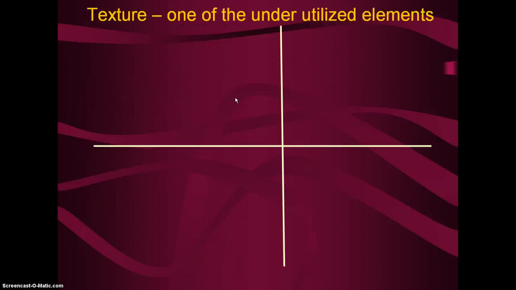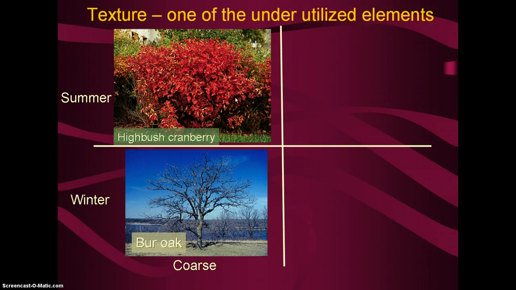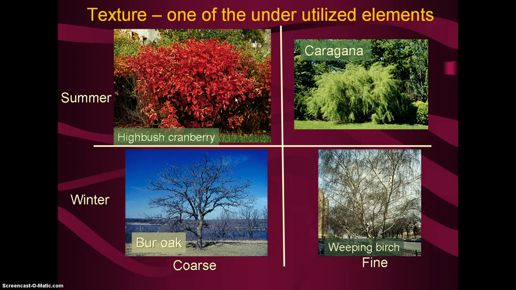I'm going to illustrate that with this little visual table. You can see here that I've got it in four categories: summer, winter, and then coarse, and then fine. And you can see here in the summertime, of course, the dominant feature is often the leaves. A lot of times it's the size of the leaves. This is, of course, not summer, this is in fall, but anyway, it's still got its leaves on. So dark, large leaves in the summer are going to give it a more coarse texture than this Caragana with its very small leaflets and lighter color.